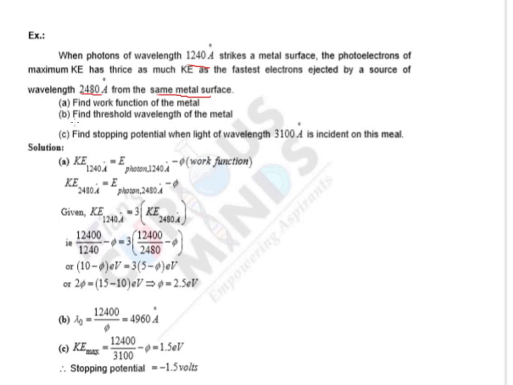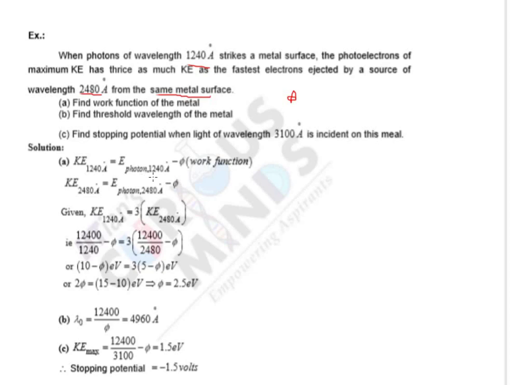So let us find first the work function of the metal. Okay, so moving on to solution, you can see that kinetic energy produced by this 1240 angstrom is nothing but the energy minus the work function. Yes, जो remaining energy है उसका ही kinetic energy होता है. If the energy of photon is less than the work function, then there are no photoelectrons emitted, or kinetic energy is 0. So this should be more, of course.